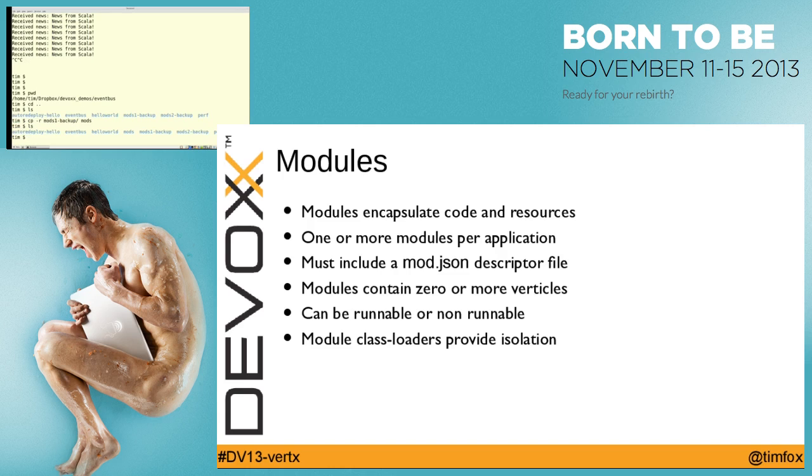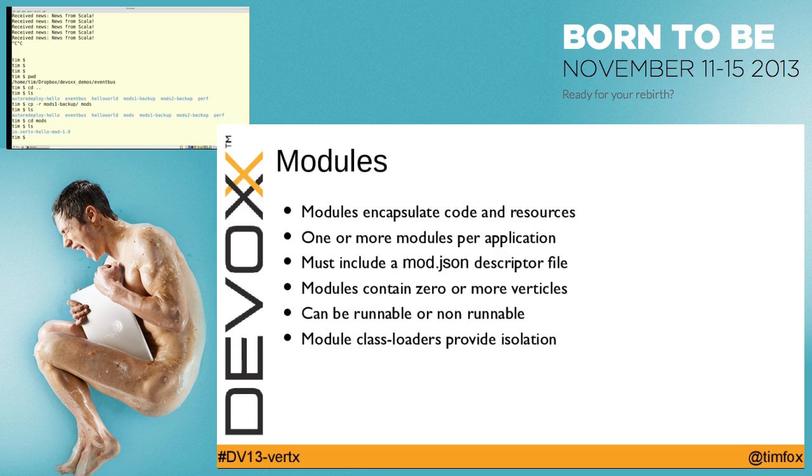And the mods directory is a very special directory in Vert.x. It's the default place where Vert.x looks for modules. When you execute a module, the first place it looks is in the local mods directory. That can be overridden, but that's the default place. So in this mods directory, I've got another directory that has a longer name. And this is the module, right? The module is just a directory that contains stuff.